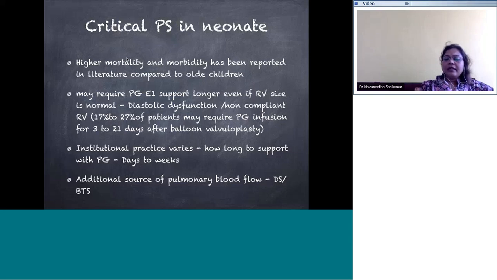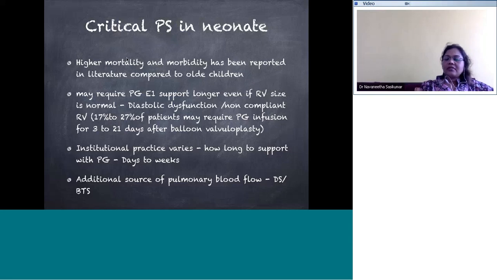So essentially, if your RV is of good size and your valve was pliable and you did a good job in the lab, you should be able to get the baby off prostaglandin either the same day or within a few hours itself. But then a good number of them will require support for a couple of days. Some of them might need it even for longer.